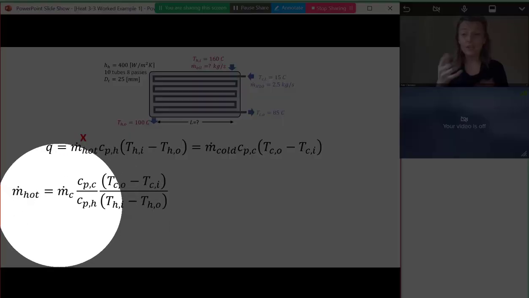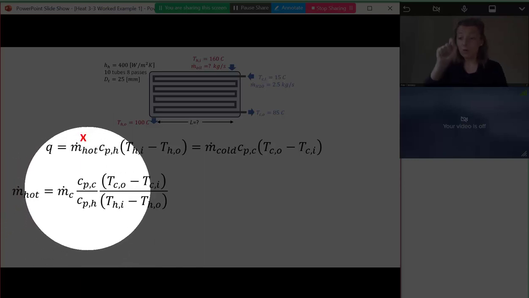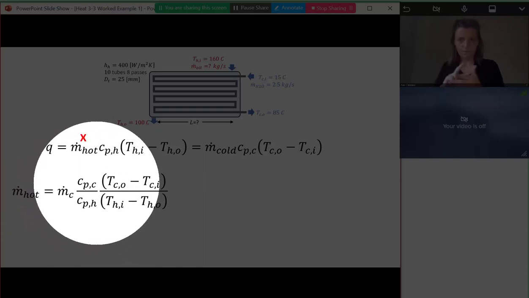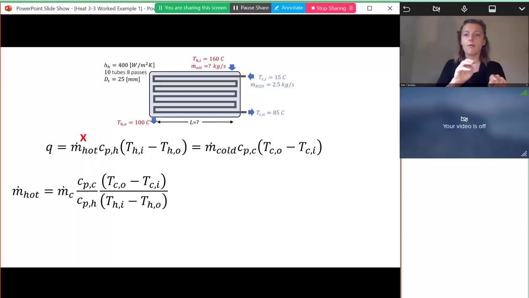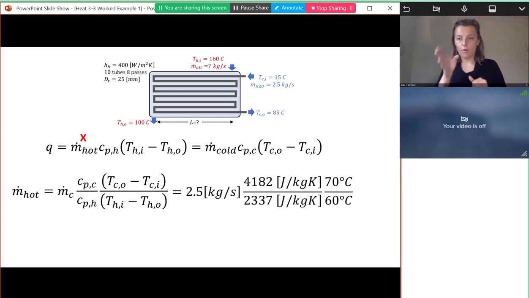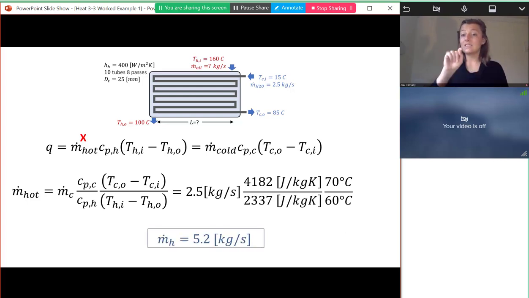So I multiply this by the cold mass flow rate, multiply by the ratio of specific heats, multiply by a ratio of temperature differences. I like to do this because then I worry less about the units. So if my CPs are both in the same unit, then it's fine and the units will drop out. And if my delta T is in the same unit, again, the units are fine and they drop out. So when I do this, I see that the mass flow rate on the hot side is 5.2 kilograms per second.